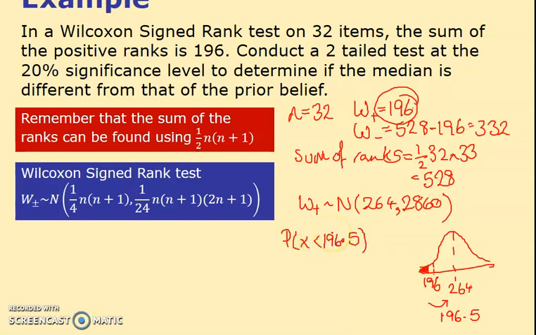So I go into my calculator, menu 7, 2. The lower number is negative 9999. The upper number is 196.5. Sigma is the square root of 2860, and mu is 264. The answer is 0.103.